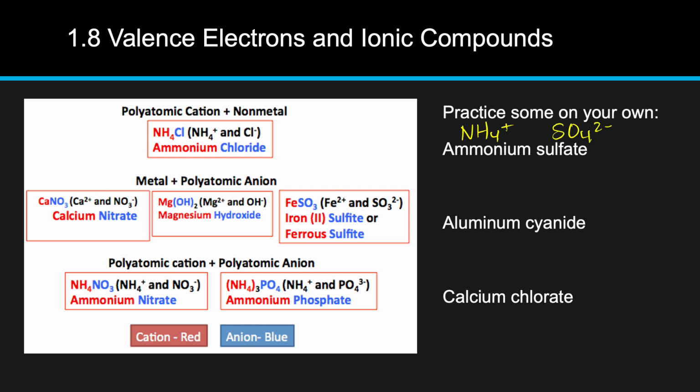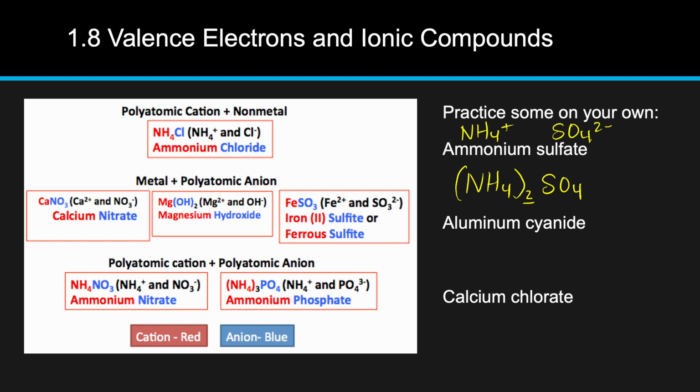Remember, in ionic compounds there is no overall charge, so you want to balance out the charges. Since we have a 2 minus, we need 2 positive charges to balance that out. And whenever you need multiple polyatomic ions, put that polyatomic ion in parentheses and put the subscript on the outside of the parenthesis.